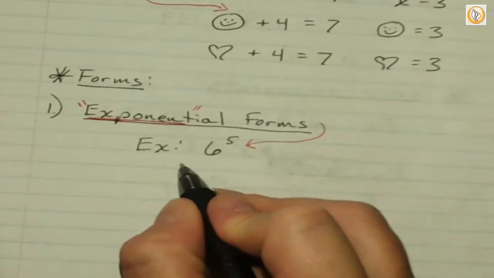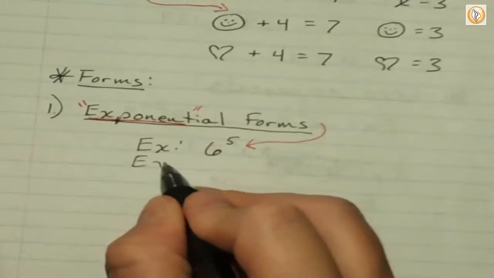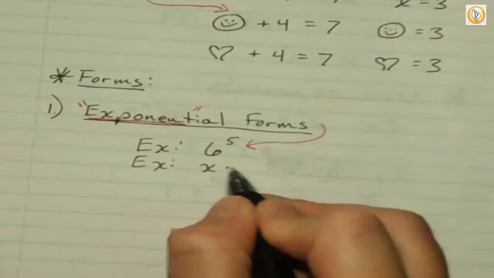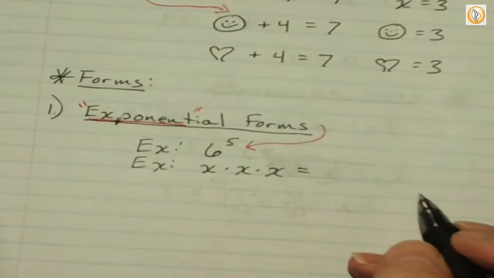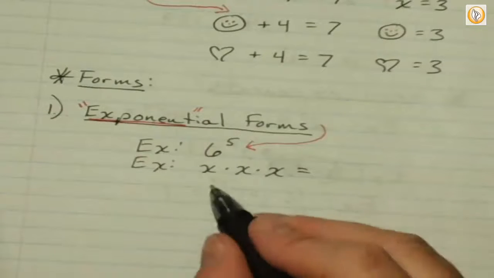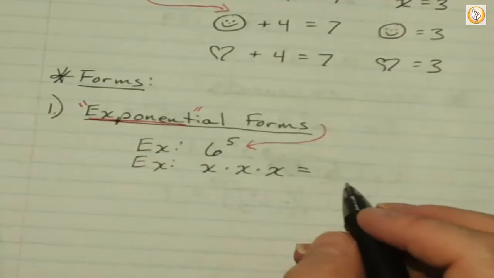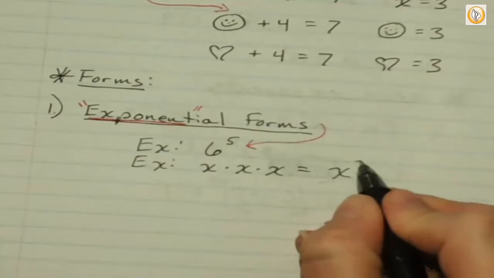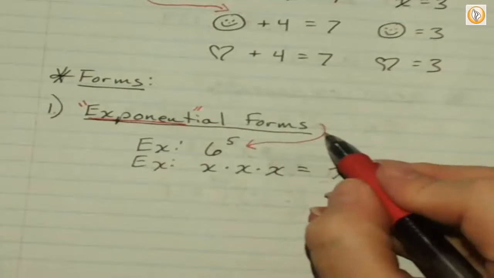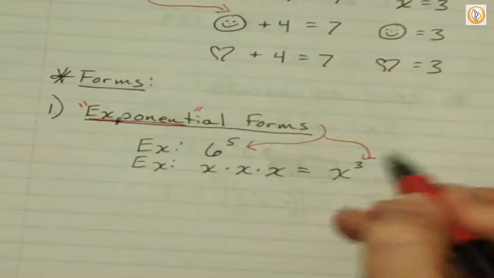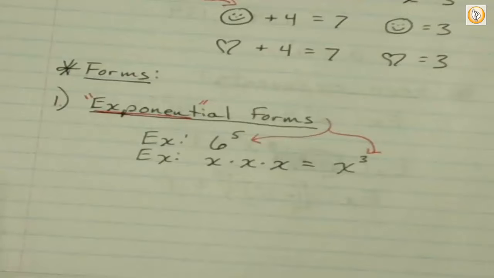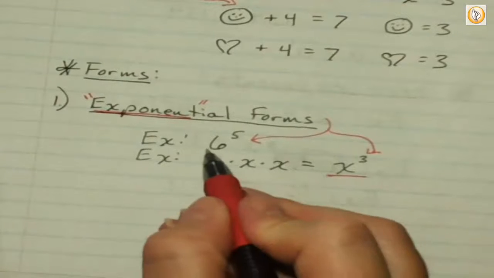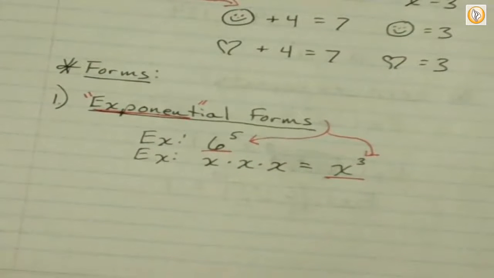If I had another example, x times x times x, how would I write that? Joseph, how would I write that? X cubed. X cubed, very good. That is your exponential form. This whole thing here and this whole thing here. So you're writing it with a base and an exponent. Makes sense?